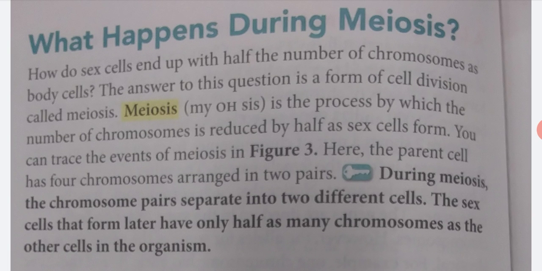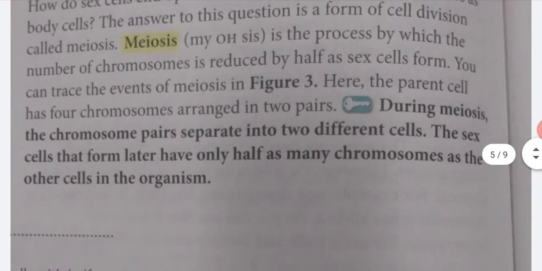What happens during meiosis? How do sex cells end up with half the number of chromosomes as body cells? The answer to this question is a form of cell division we call meiosis. Meiosis is the process by which the number of chromosomes is reduced by half as sex cells form. You can trace the events of meiosis in Figure 3. Here, the parent cell has 4 chromosomes arranged in 2 pairs. During meiosis, the chromosome pairs separate into 2 different cells. The sex cells that form later have only half as many chromosomes as the other cells in the organism.